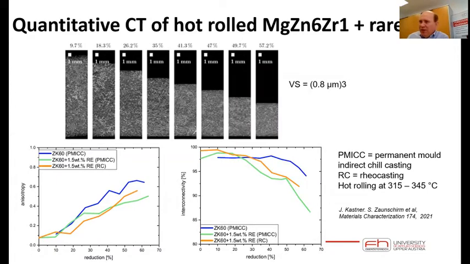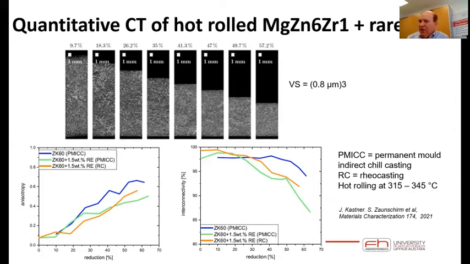So here, just with something like 10% up to 57% hot rolling, you see that the anisotropy is increasing for different materials with increasing reduction, so with increasing rolling. And the interconnectivity in the initial state is almost 100%, something like 97%, and the interconnectivity is decreasing with the reduction.